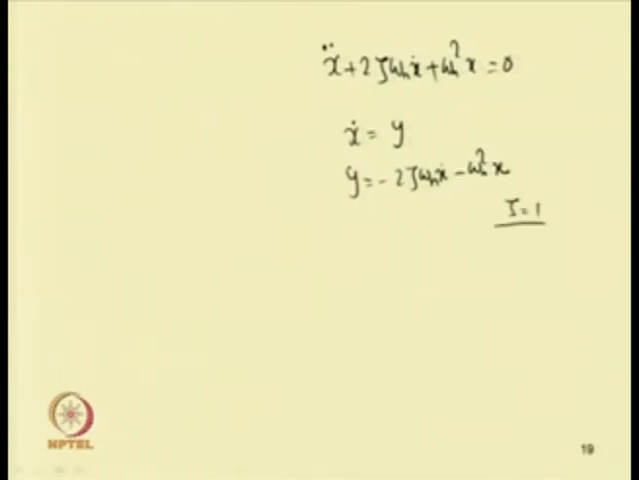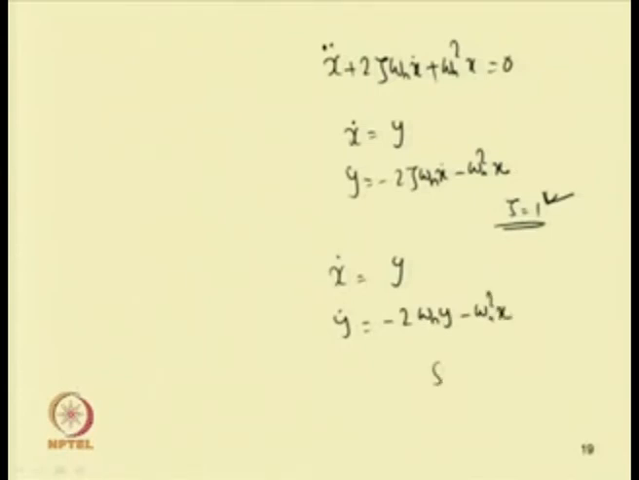Let us take the simple single degree of freedom system. Our equation is x double dot plus 2 zeta omega n x dot plus omega n square x equal to 0. I can write this equation in this form: x dot equal to y and y dot equal to minus 2 zeta omega n y minus omega n square x. Taking zeta equal to 1, we will have repeated roots. So our equation reduces to x dot equal to y and y dot equal to minus 2 omega n y minus omega n square x.